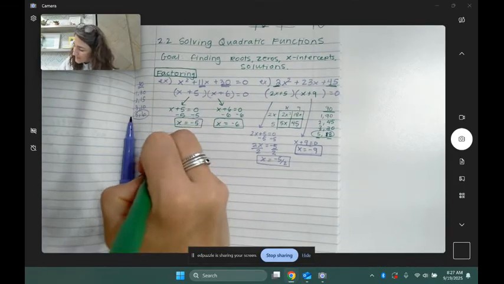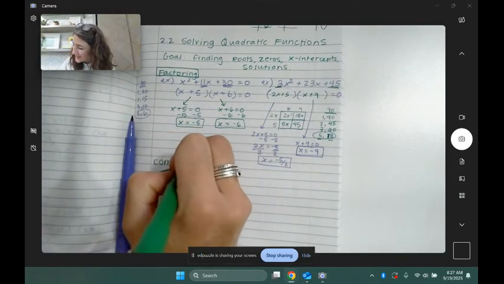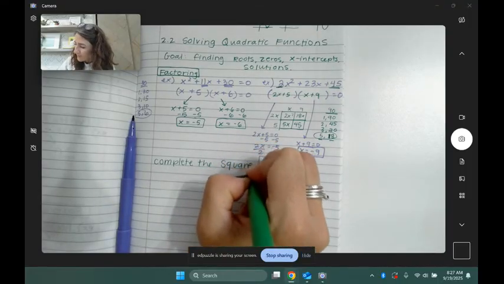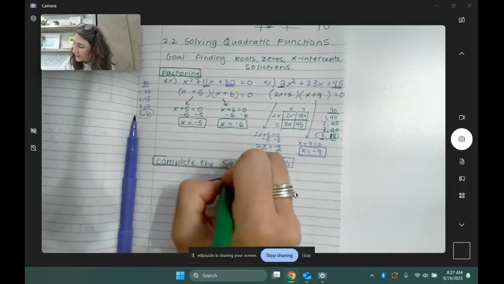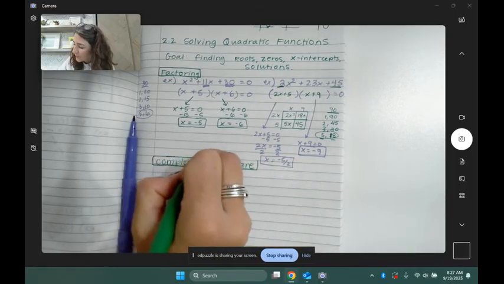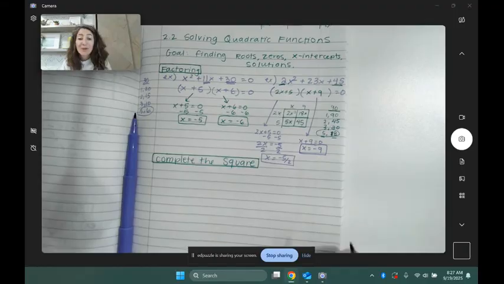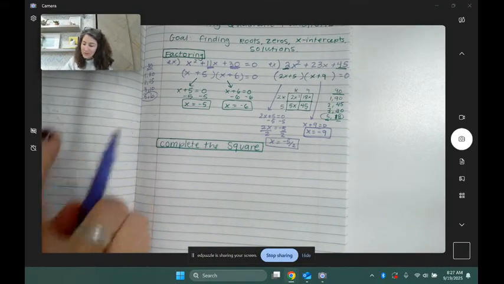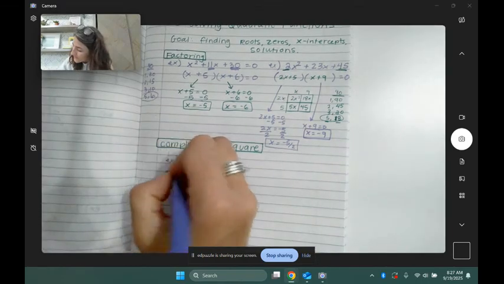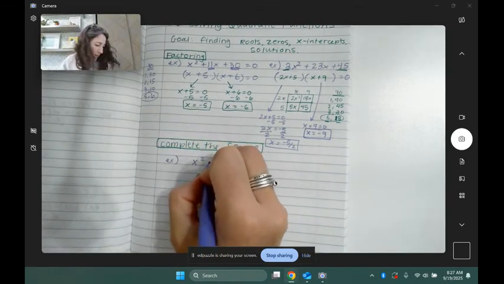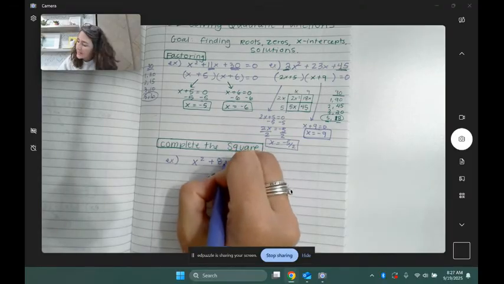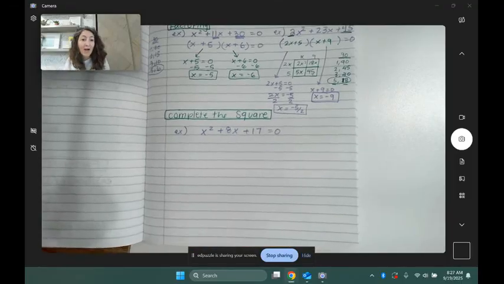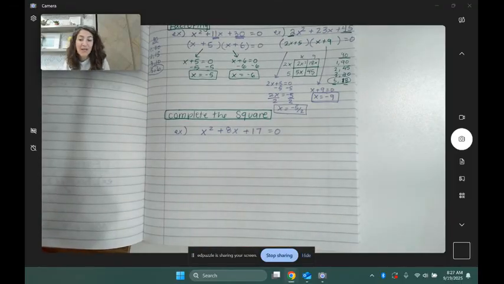All right, next method is called complete the square. This would be how you move something from standard form to vertex form. And we'll just do one example from this one. Let's say I have x squared plus 8x plus 17. Solve for x. Find what x is equal to.